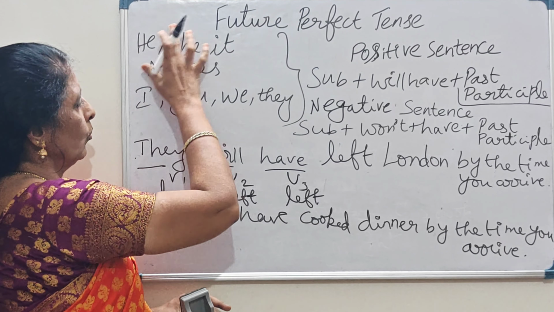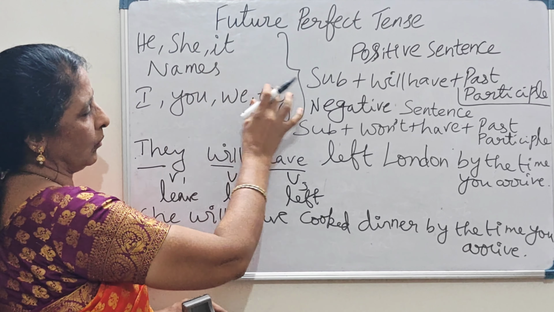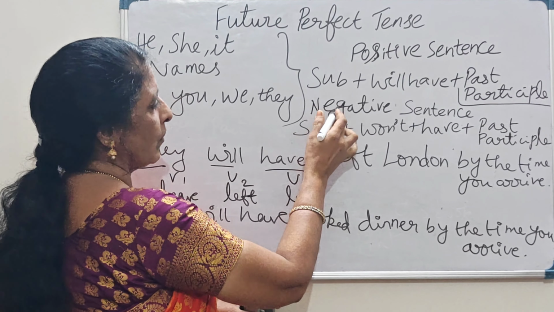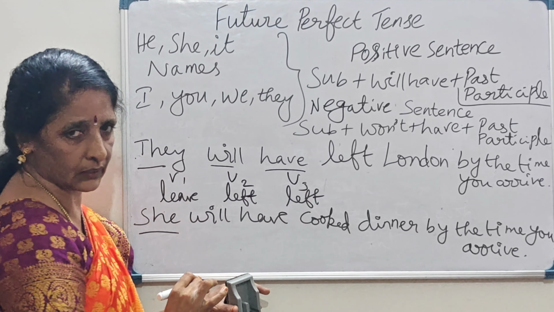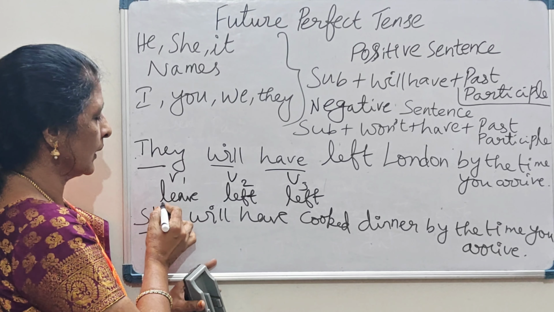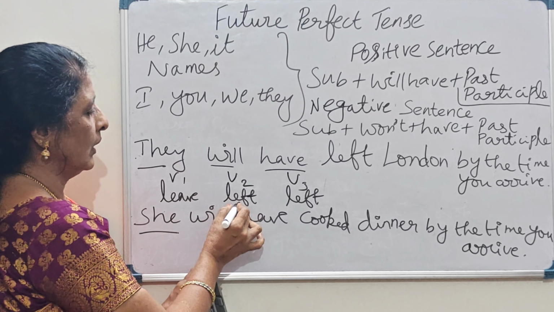I told you, for all the subject we have to write subject will have plus past participle. For negative sentence alone, we have to write won't. Okay. Positive sentence we can write will have. For this three form is leave, left, left.